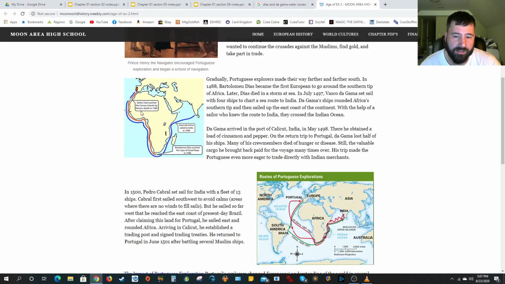All right, now I don't know if you can see this map or not, but the red line here is Bartholomew Diaz hugging the coast of Africa and then reaching the southern tip of Africa, known as the Cape of Good Hope, proving that you could sail around Africa to get to Asian markets. Okay? And then Vasco da Gama followed that same route and then continued further in 1498, getting to India and reaching some of these markets that Europeans wanted to get to. Okay.